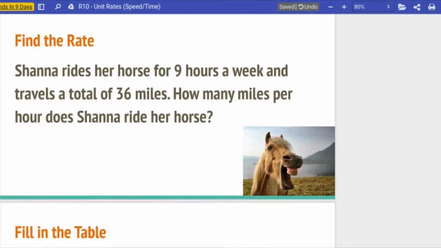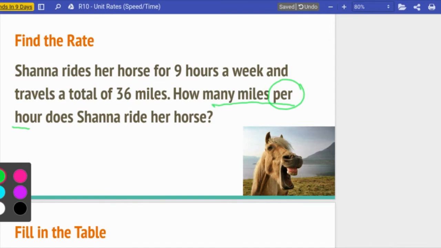All right, Shanna rides her horse for 9 hours a week and travels a total of 36 miles. How many miles per hour does Shanna ride her horse? So you can see here what we're looking for is miles per hour. That is a unit rate. That word per right there helps us know that. So we're given a rate. We need to find the unit rate.